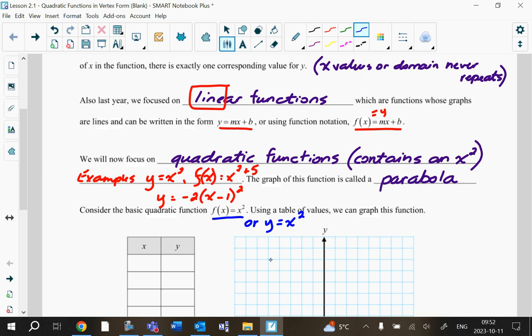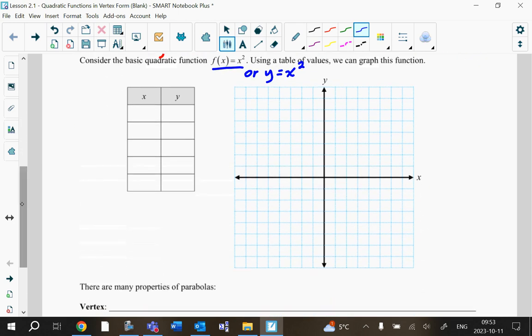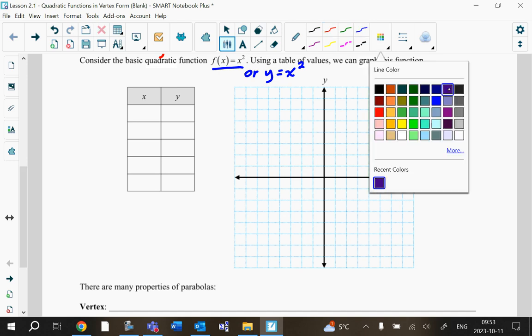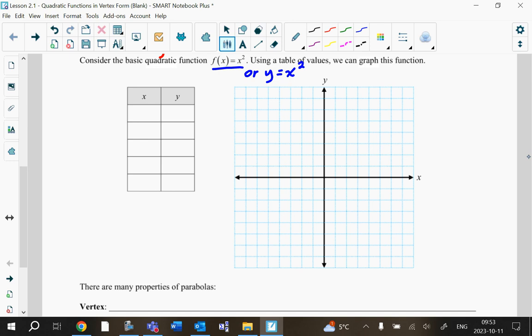What does that look like on a graph? Well, let's plot some points. And I'm going to use these ones. I'm going to make x negative 2, x negative 1, x 0, x 1, and x 2. And then I'm going to figure out the corresponding y's. And then I'll have 5 points. And I should be able to see what my graph looks like, what my parabola looks like.